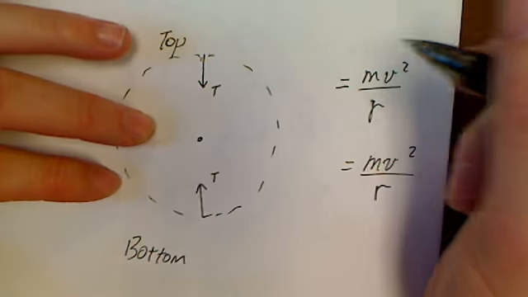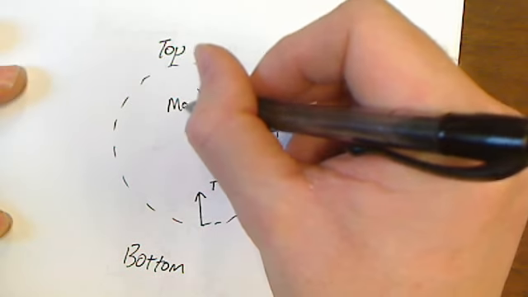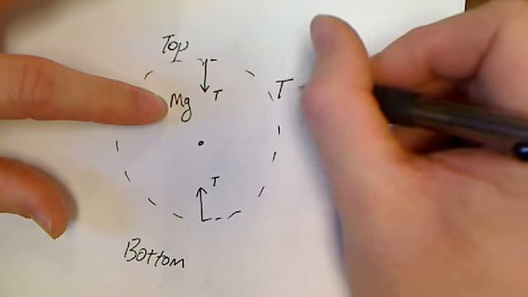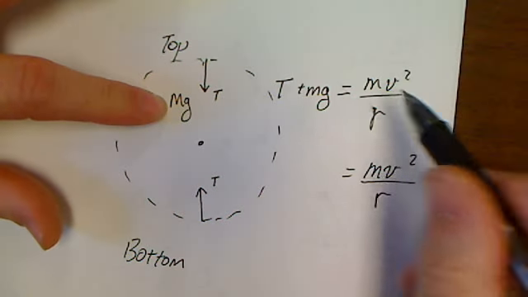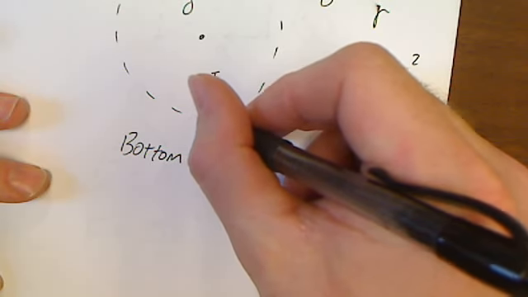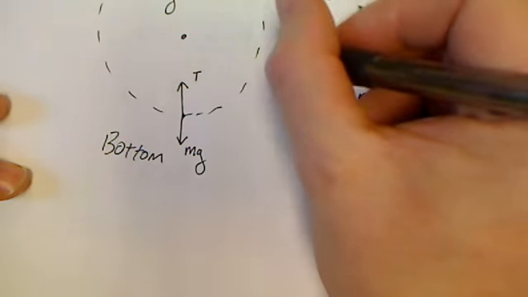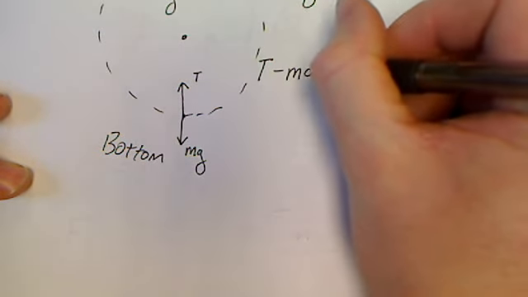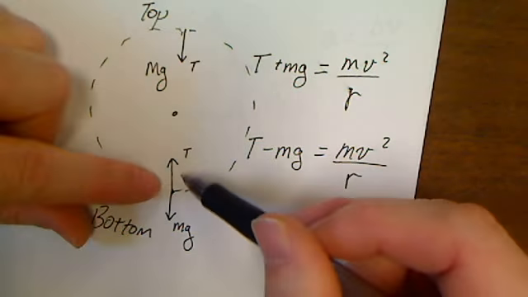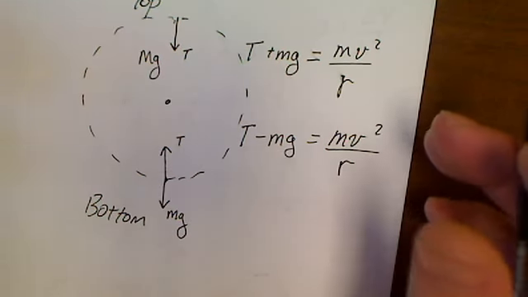In both cases, we've got a tension. What changes is this. At the top, the weight is actually helping to make this centripetal force. So at the top, we're going to write T plus mg. Both of those combine to make the mv squared over r. At the bottom of the circle, the weight is actually going in the opposite direction. So we've actually got a T minus mg. So if you were asked where the greatest force is on something traveling in a vertical circle, the greatest force is going to be at the bottom of the circle. That's where your tension is going to be the greatest inside here.